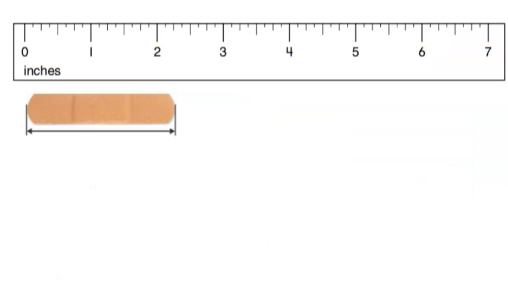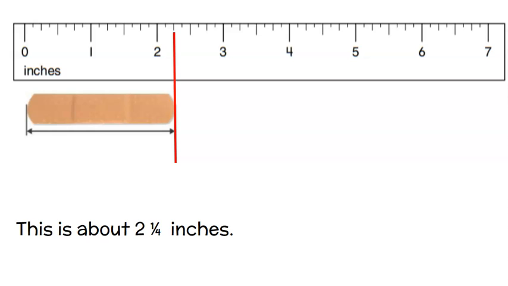So let's figure out, how long do you think this Band-Aid is? Well, it hits about here on our ruler, right? So it's larger than 2, it's longer than 2 inches, but it's less than 3 inches. So our whole number for our measurement is going to be 2. We need to figure out what the fraction is. Let's start by finding half. Where's halfway in between 2 and 3? That would be right here. So then this is half of a half, which is 1/4. So this Band-Aid is about 2 1/4 inches long.